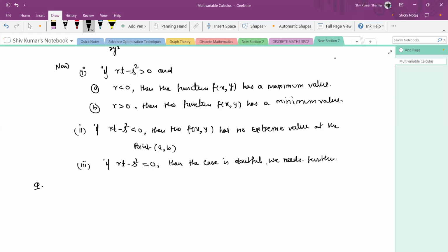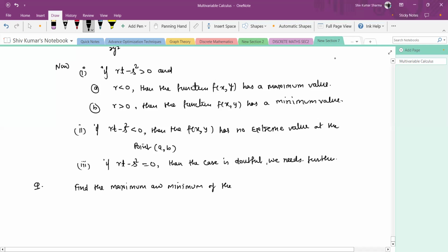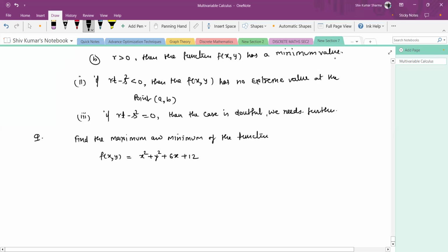The question is, find the maximum and minimum of the function. The function is given as f(x,y) equal to x square plus y square plus 6x plus 12. So the function f(x,y) is given as x square plus y square plus 6x plus 12.